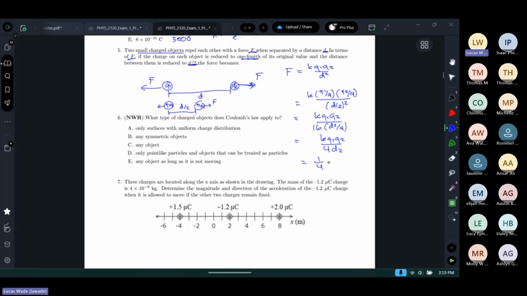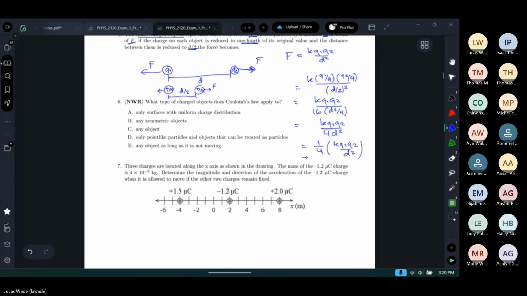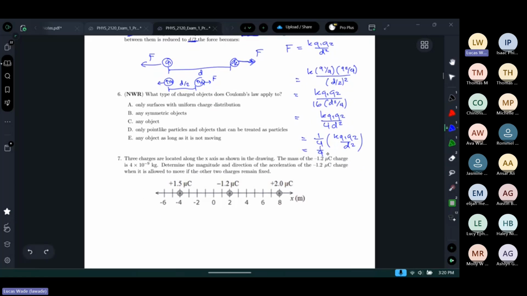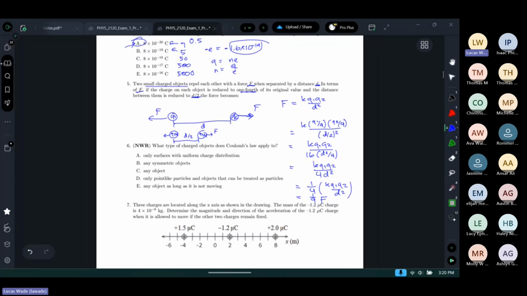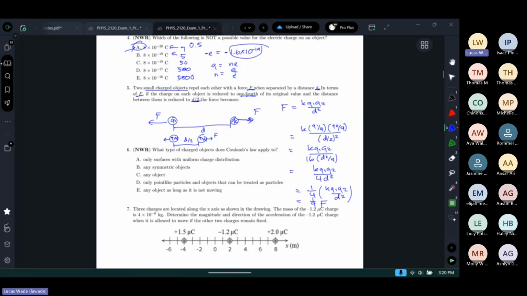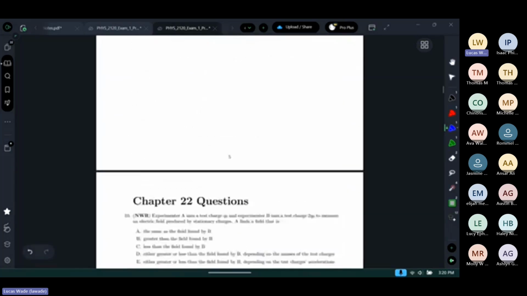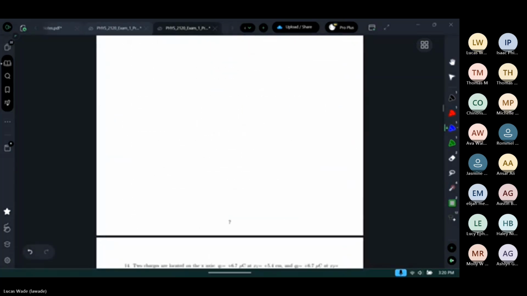So that's 1/4 K, Q1, Q2. Oh, that shouldn't be D2, it should be D squared, or 1/4 of what it was originally, 1/4 F. Okay, so F over 4 is the answer to that one. Thank you. And then it was 14. Was that the next one that there was a question about? Yeah. Okay. Yes.